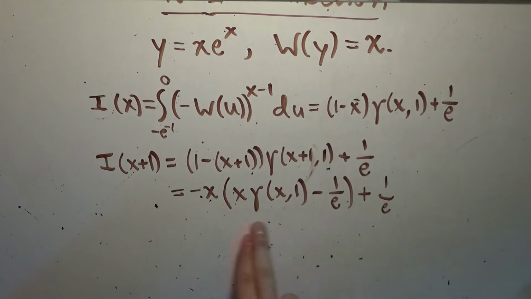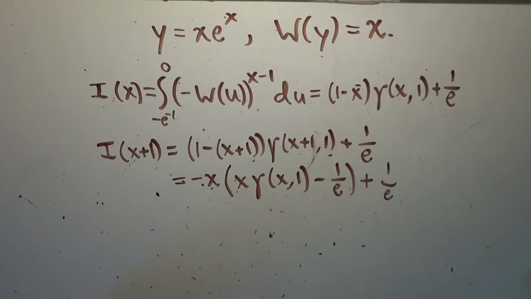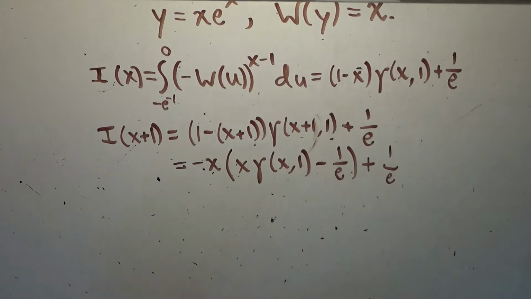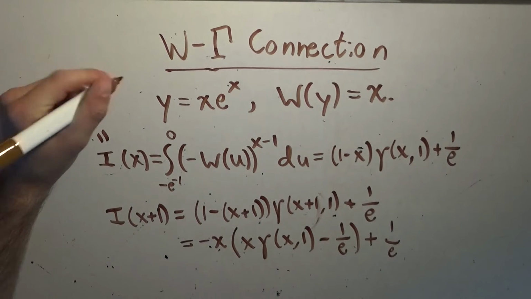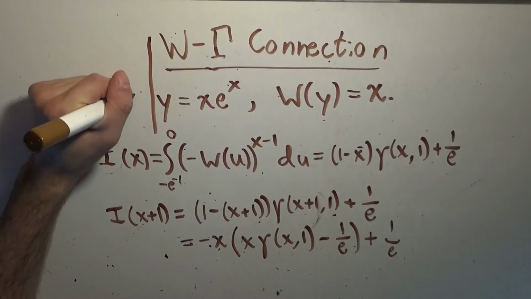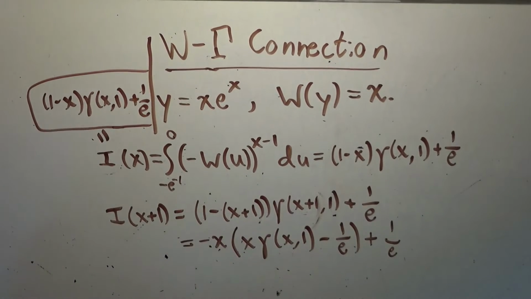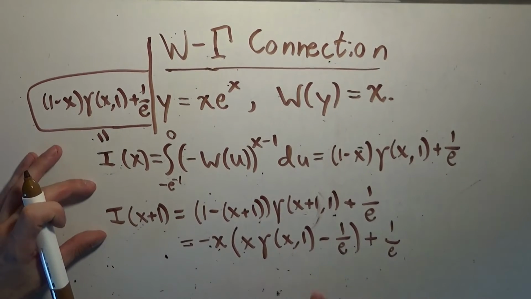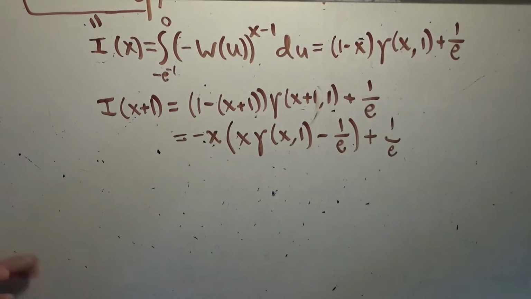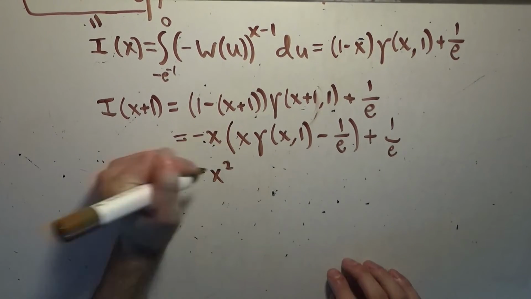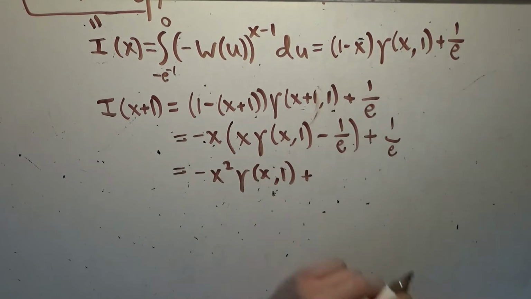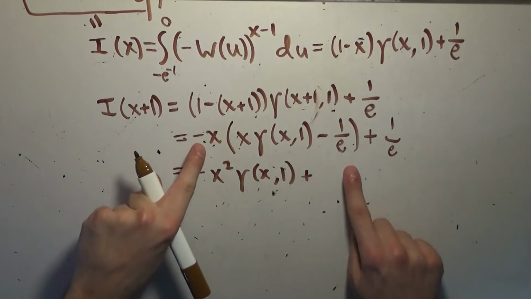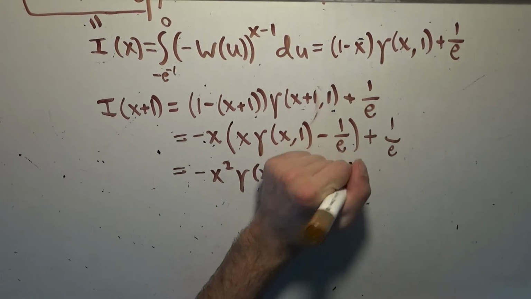Now we're going to multiply this negative x in, and then use an extra factor to try and get I of x to come out of it. Let's recall what we're looking for: 1 minus x times little gamma of x comma 1 plus 1 over e. We want to make this appear in our equation somewhere so that we can call it I of x, and then we have I of x plus 1 in terms of I of x. So let's distribute this negative x in. We end up with negative x squared times gamma of x comma 1, minus x times minus 1 over e is plus x over e. So plus x plus 1 all over e, because this is just x over e plus 1 over e.